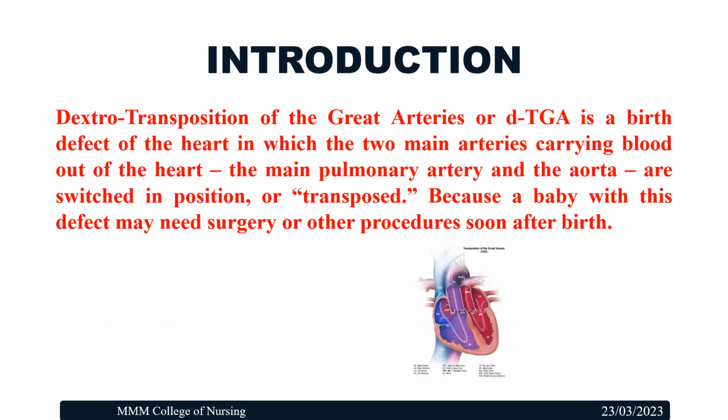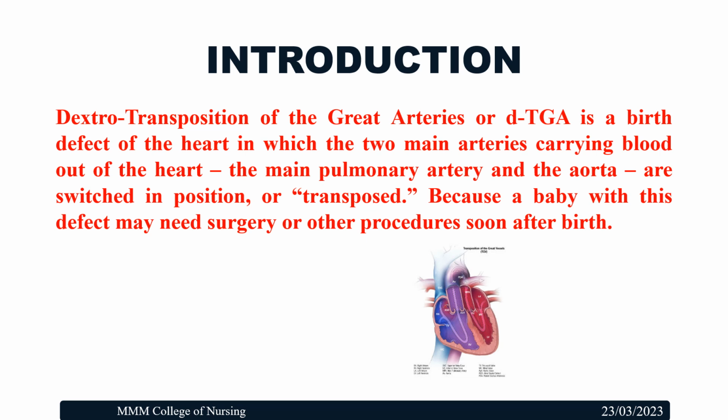So, for an introduction of TGA, that is transposition of great arteries, it is known as dextrotransposition of great arteries. Why is it called dextro? You all know there are two main arteries carrying the blood out of the heart. One is the main pulmonary artery and the other one is the aorta. These two are switched in position. They are transposed from each other.